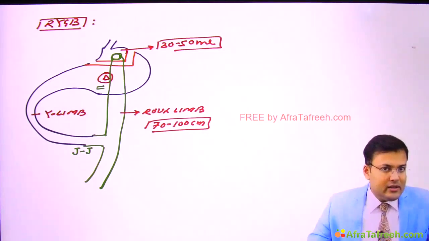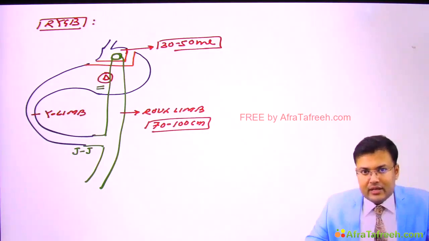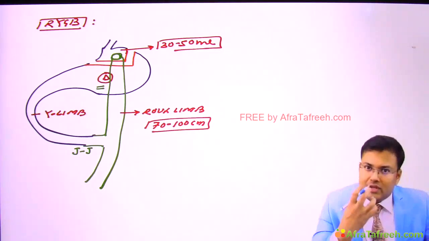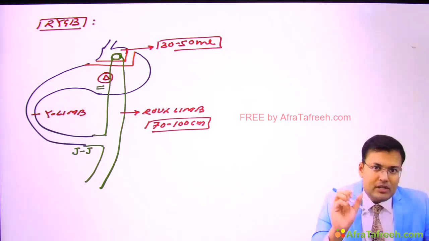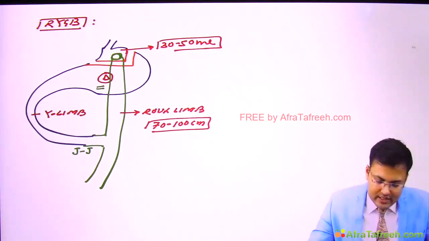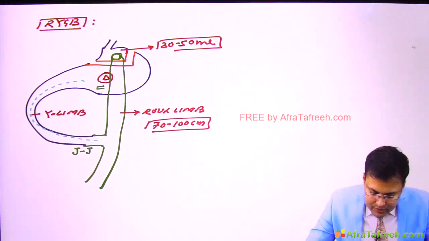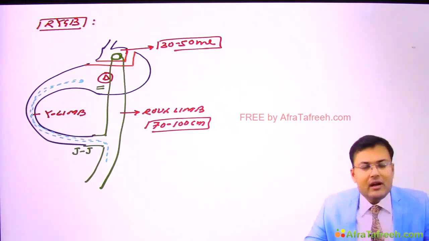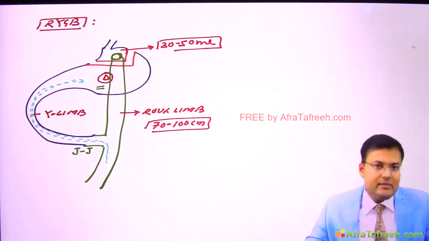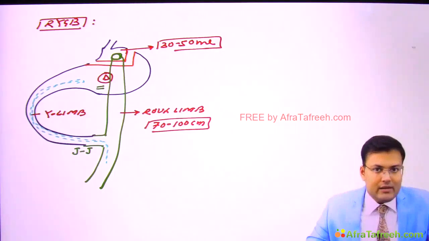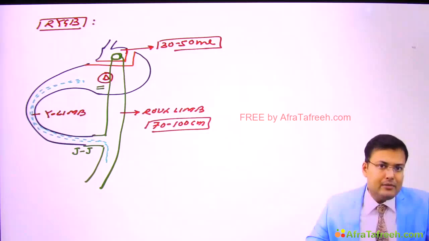Now see, this is largely restrictive. Why? Because it is going to restrict the intake because of the smaller proximal gastric pouch. But you can see that bile and pancreatic juice are going to mix with food after 70 to 100 centimeter of jejunum. So that's why it is mildly malabsorptive also.